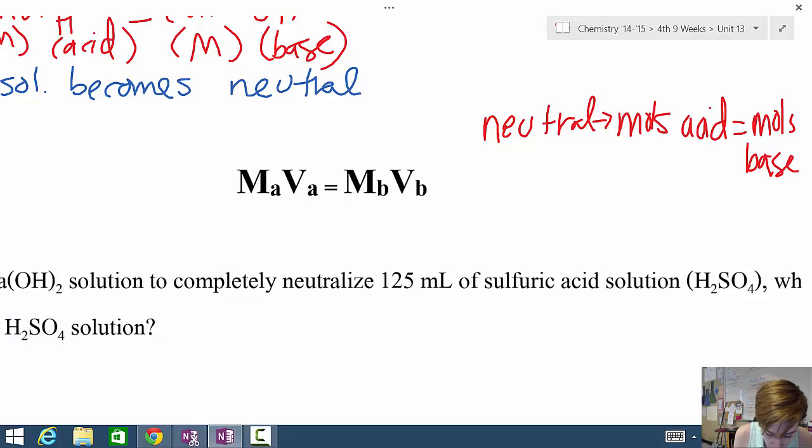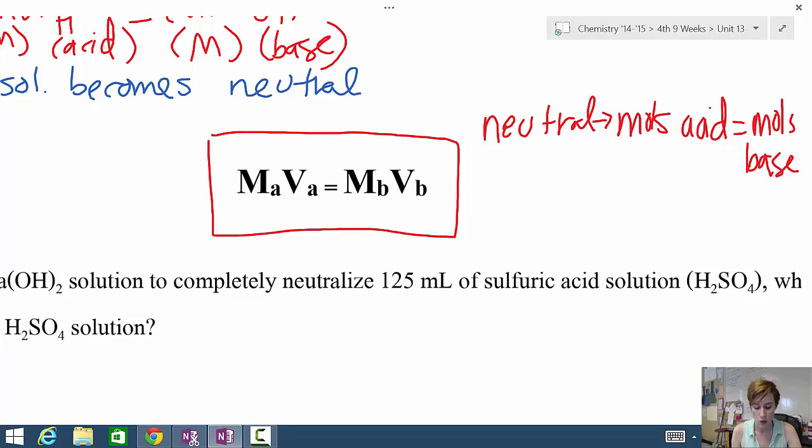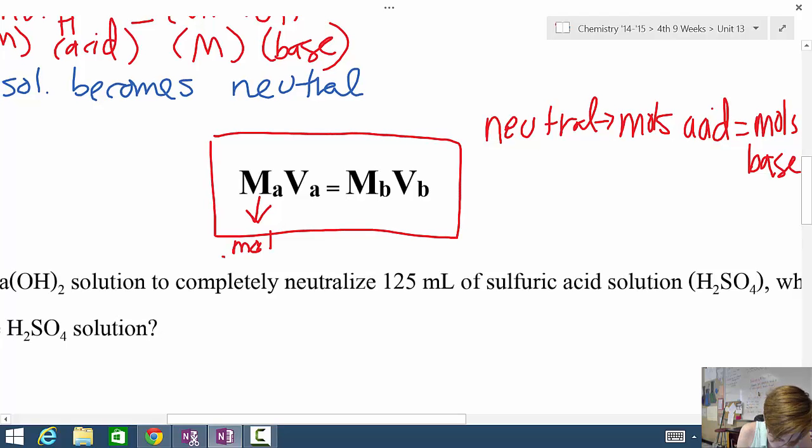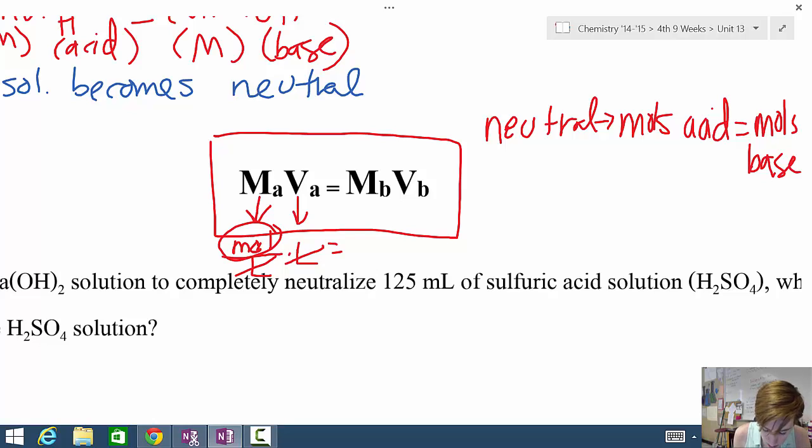So when a substance is neutral, we can use this formula. Why is that? Well, because M is molarity, which stands for moles over liters, and volume stands for liters. So when liters cancel out, it's just moles. See that? Same thing over here. Moles over liters is this formula, and then volume is just liters.